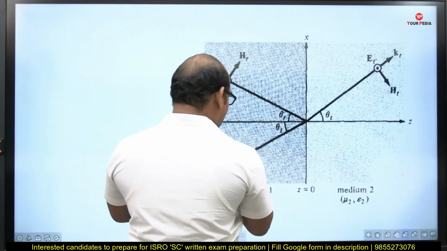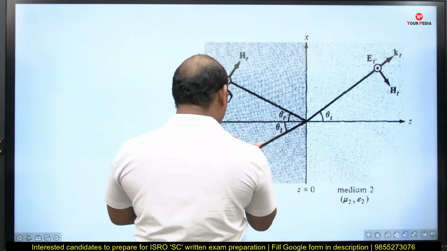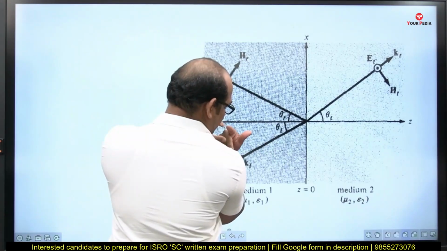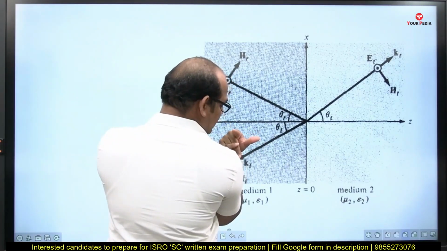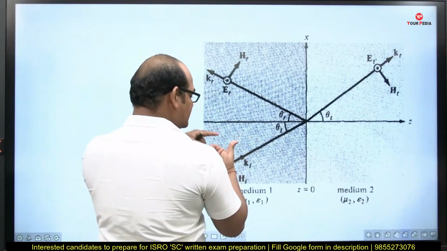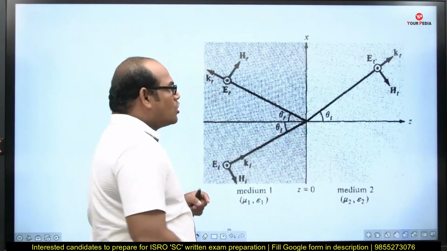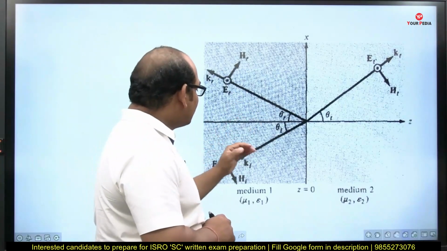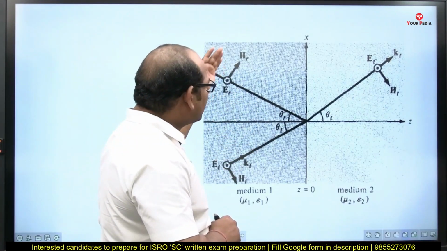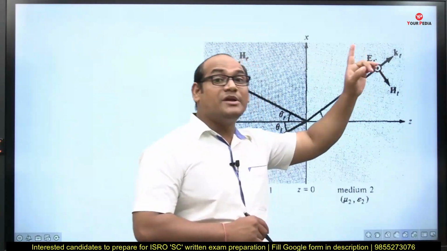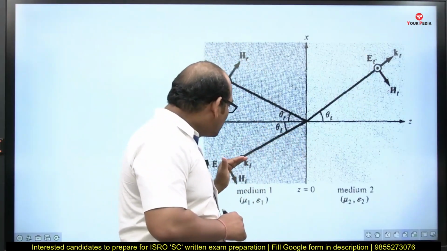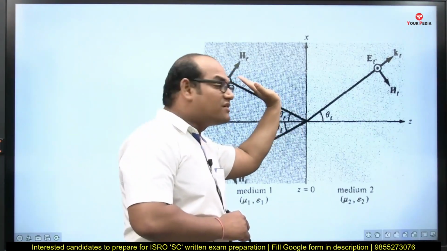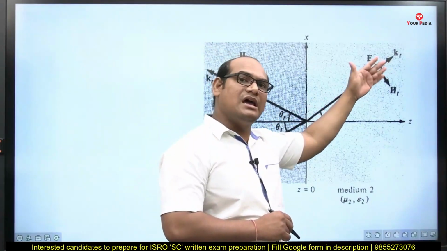So if you see here, the direction of propagation is in the same direction, but the electric field should come outside, like this. So this is representing the magnetic field, this is representing the electric field, and this is representing the direction of propagation. In a similar manner you can understand these things. In every case, whether it is the incident wave, reflected wave or transmitted wave, the electric field is coming outside only.